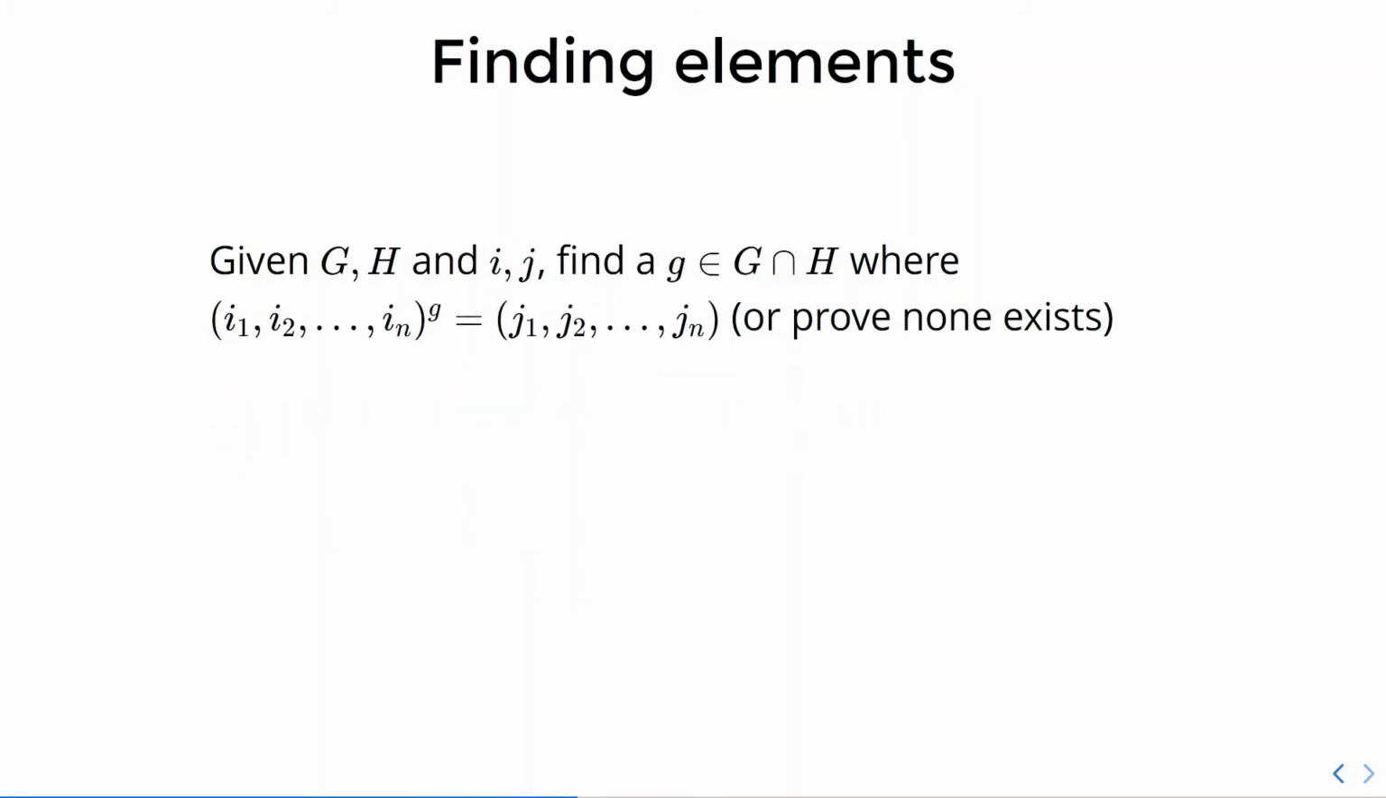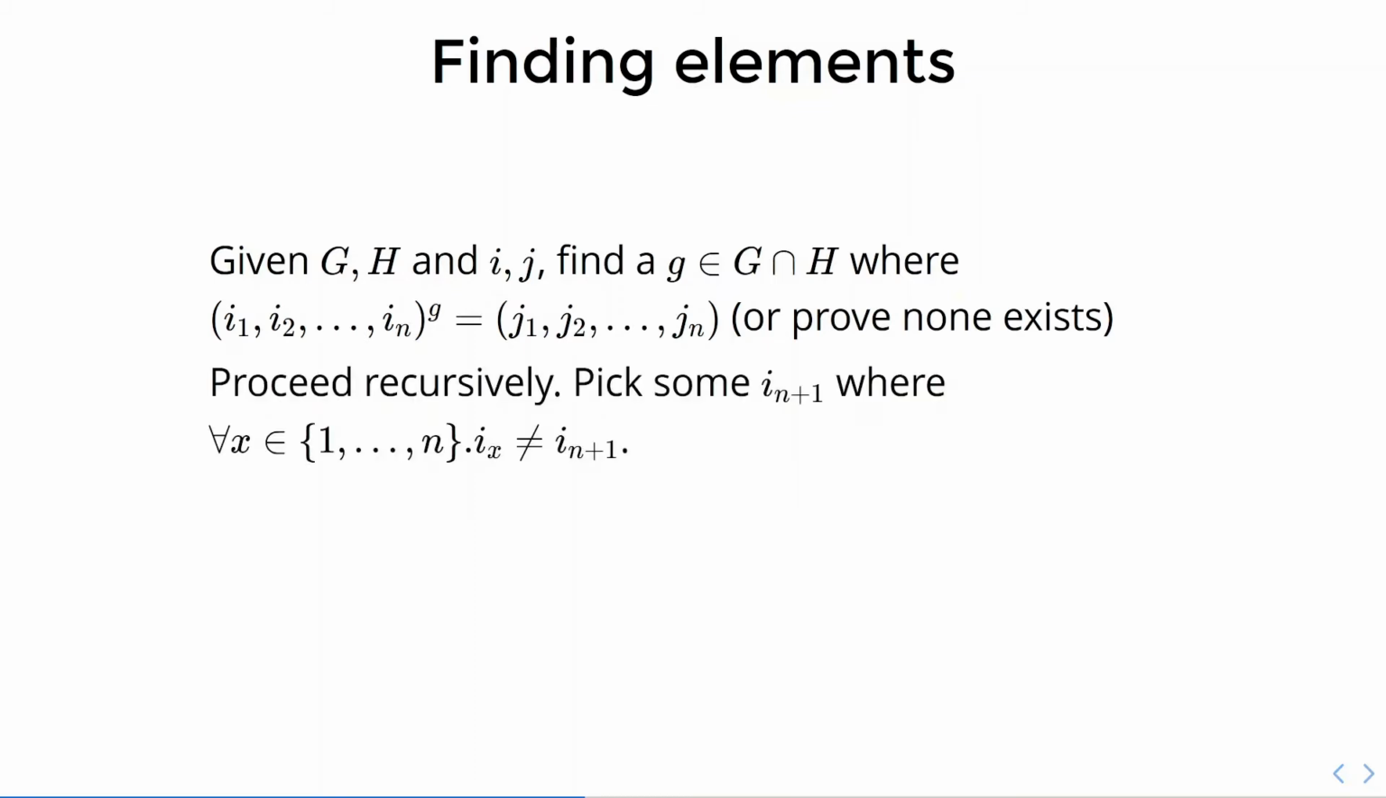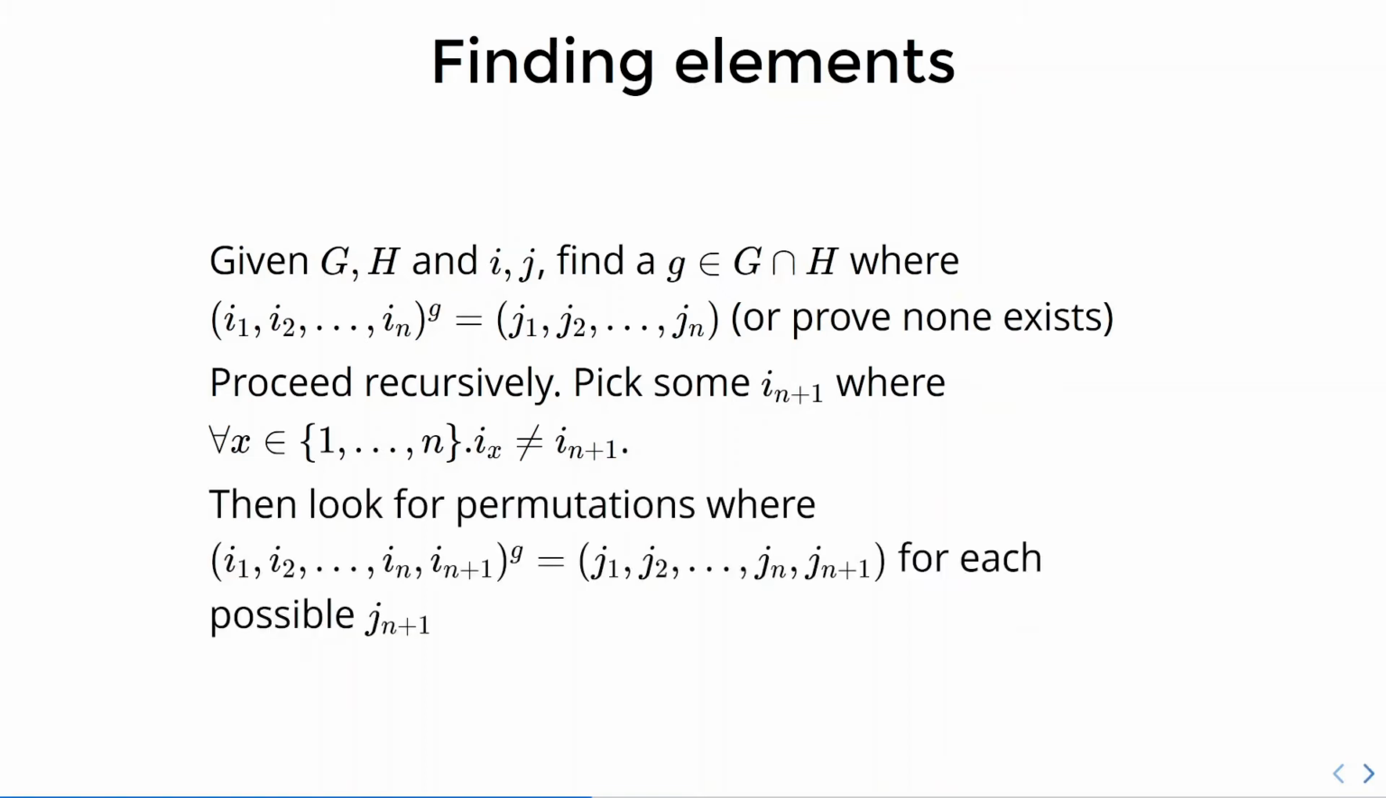So basically, we proceed recursively. If we want to know if there's something that maps I1 to IN to J1 to Jn, we pick some I(n+1), which is different to everything that's come before. And then we look for a permutation which maps I1 to I(n+1) to J1 to J(n+1). This is classic recursive search. For each possible J(n+1), either we find such permutations and they are equal, in which case we're done, and eventually we'll get to the point where G and H will only contain one permutation that maps the first list to the second list, or we'll find G or H does not contain such a permutation. And remember, in this part of the search, we only need one answer. Once we've found one element that maps I to J, then we're done.